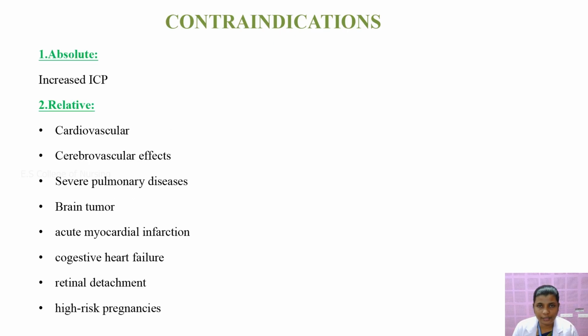Next, contraindications of electroconvulsive therapy. The first is absolute, the second is relative. Before giving electroconvulsive therapy, we should assess the patient's intracranial pressure. If the patient has increased intracranial pressure, we should not give electroconvulsive therapy. Relative contraindications are cardiovascular and cerebrovascular disorders, severe pulmonary disease, brain tumor, acute myocardial infarction, congestive heart failure, retinal detachment, and high-risk pregnancy; we should be cautious in giving electroconvulsive therapy.